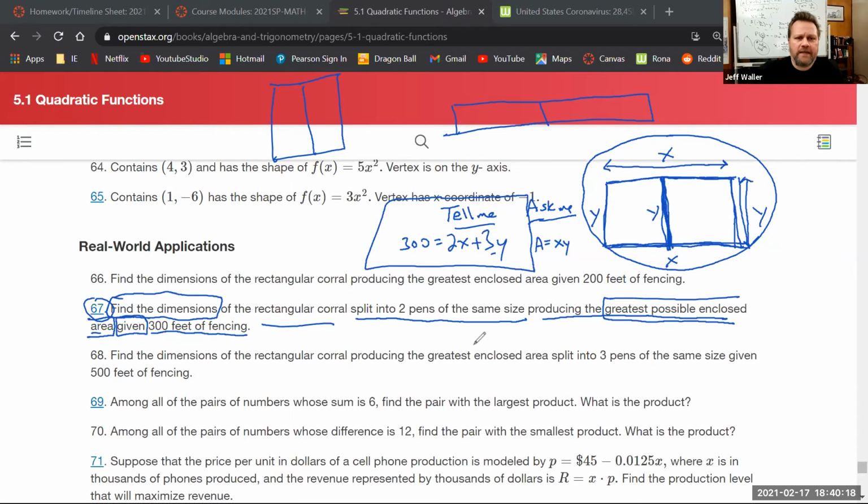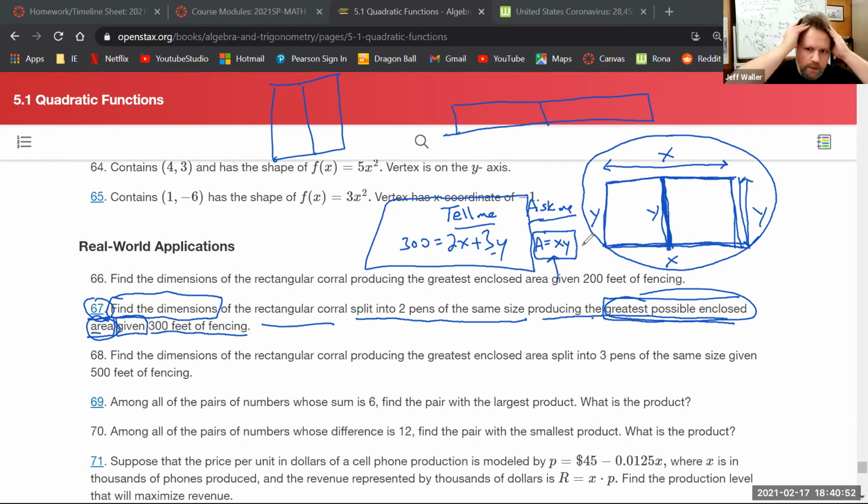Stop. Vertex helps me find how to create that biggest thing, but I don't. Read through the problem. Find the dimensions of the corral, split into producing the greatest possible enclosed area. So I want to maximize this. The problem with this equation is the number of variables is too high. I have x's and y's in there. Stay with me. This is so cool.